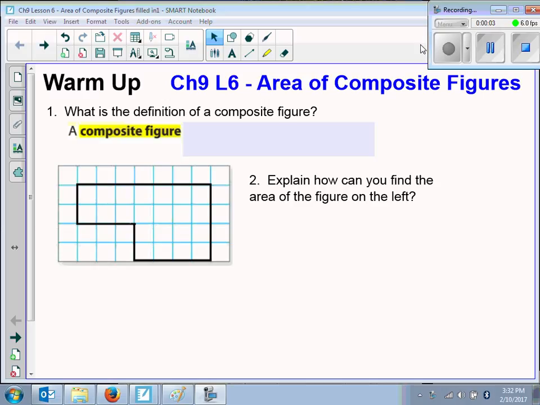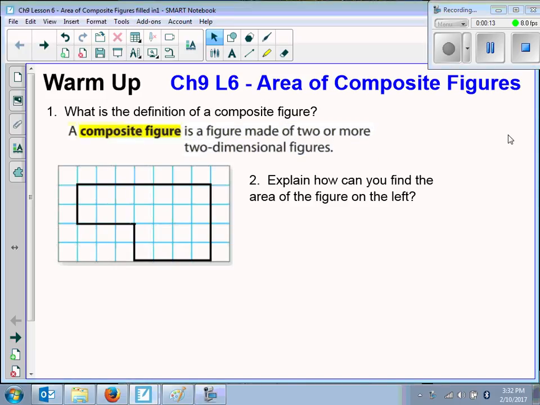So, Chapter 9, Lesson 6 is area of composite figures. First thing we want to do is answer, what is the definition of a composite figure? So here, a composite figure is a figure made up of two or more dimensional figures. Secondly, number 2 says, explain how you can find the area of the figure on the left.